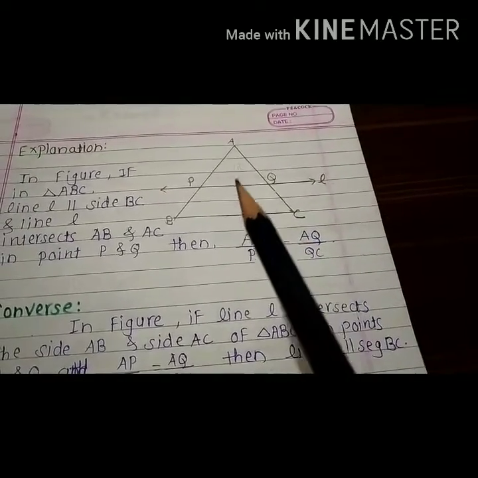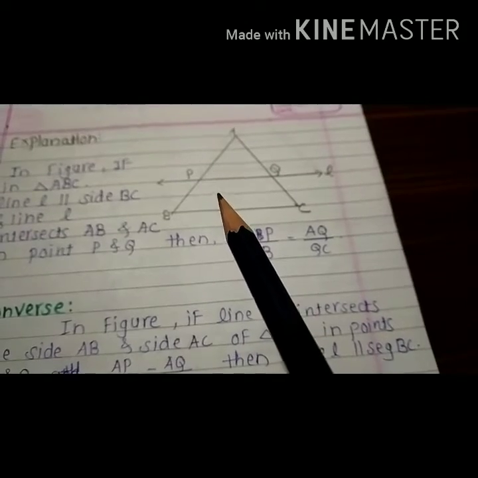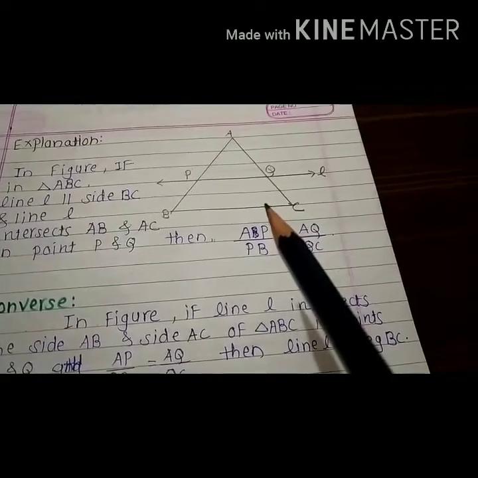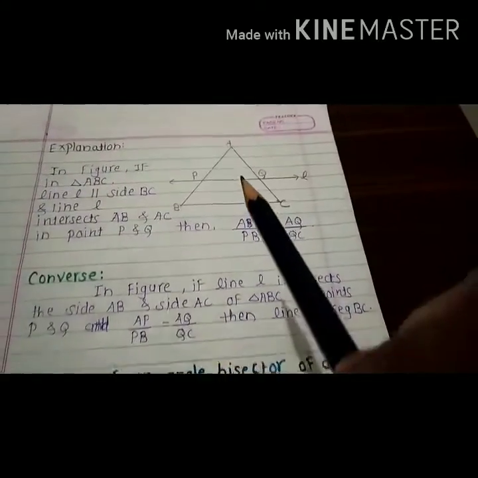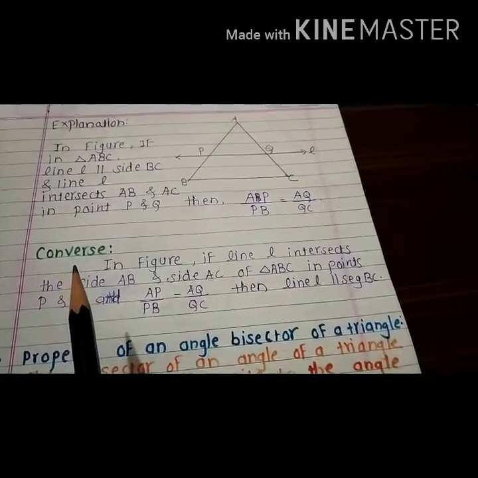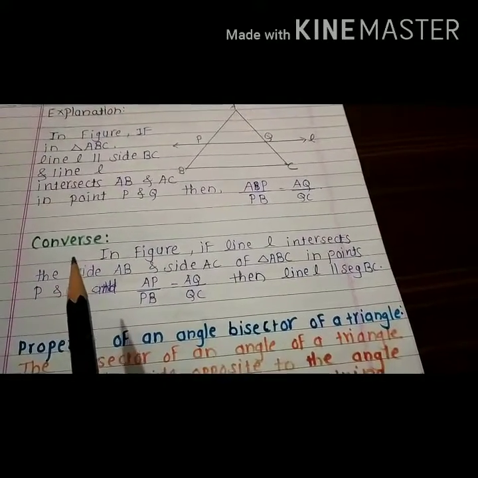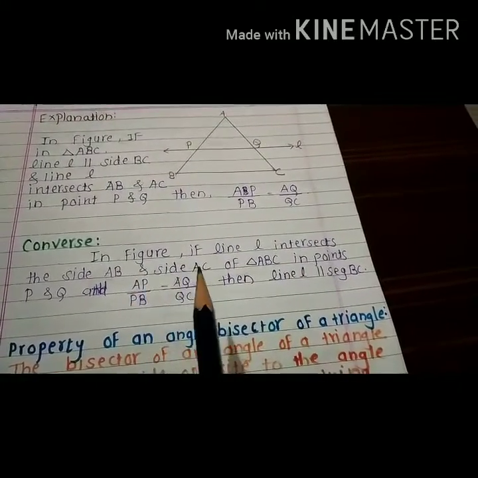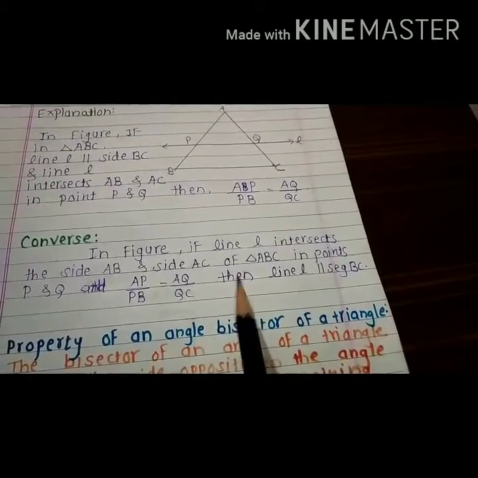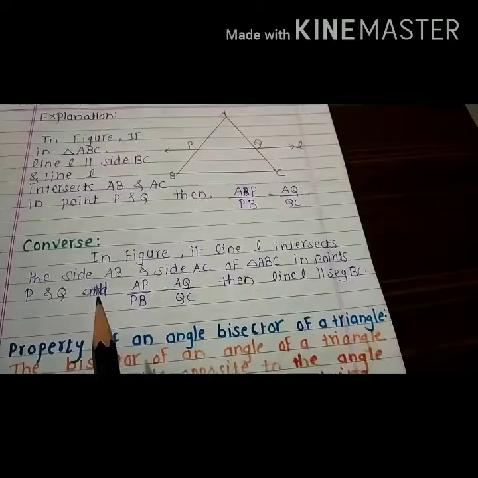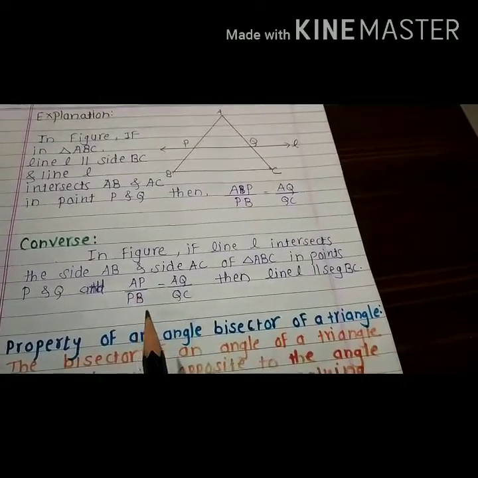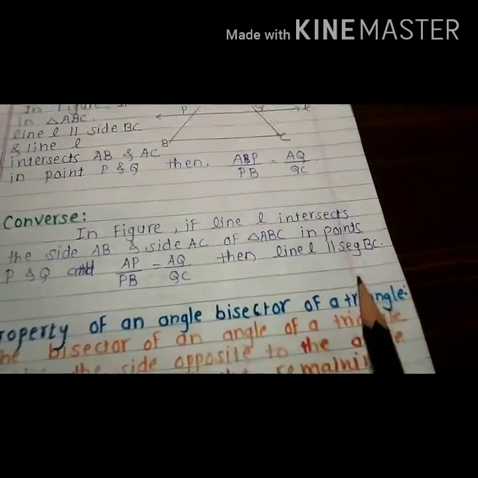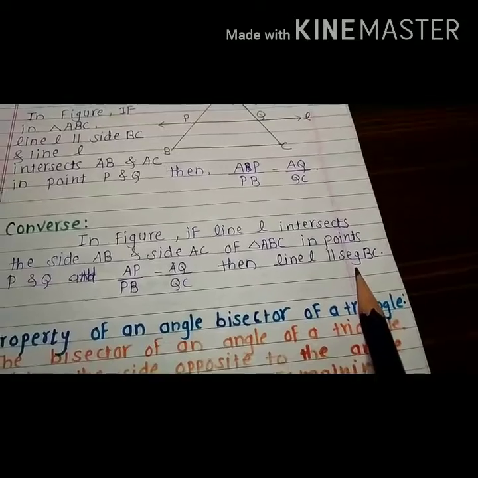Keep in mind, for the basic proportionality theorem, the basic condition is line L must be parallel to any one side of a triangle. Next, we see the converse of the basic proportionality theorem. In the figure, if line L intersects side AB and side AC of triangle ABC at points P and Q, and AP upon PB is equal to AQ upon QC, then line L is parallel to segment BC.